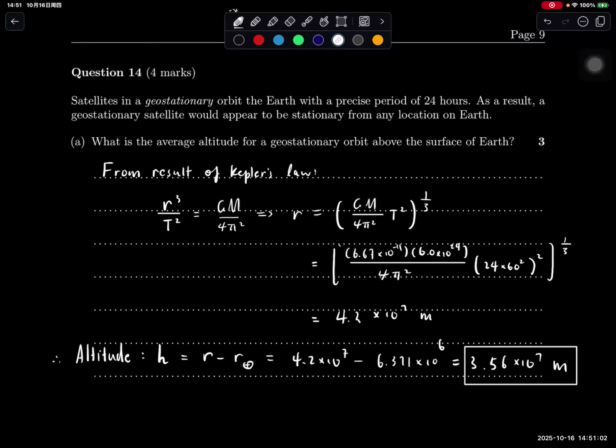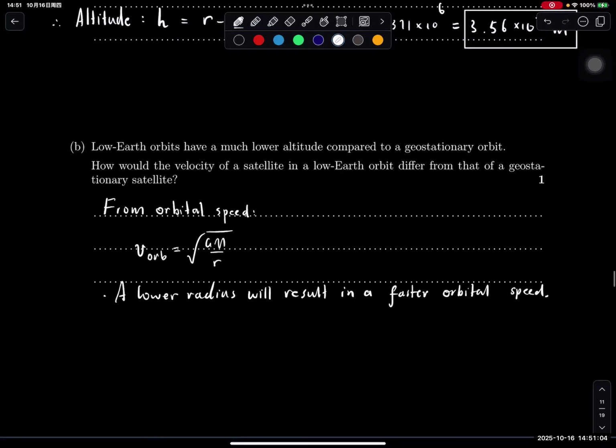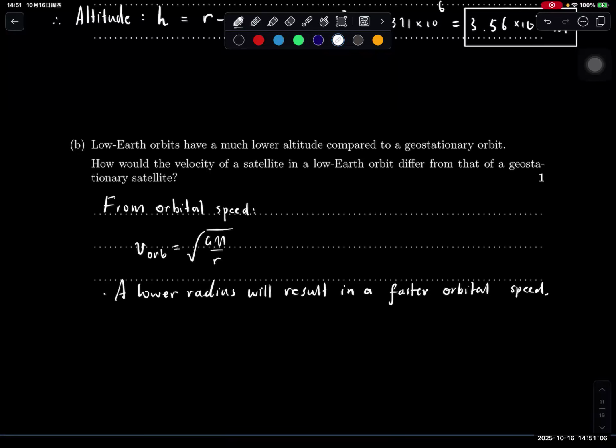Question B. It says that low Earth orbit has a much lower altitude compared to geostationary orbit. How would the velocity of the satellites in low Earth orbit differ to the geostationary orbit? You could say that from the orbital speed equation, a smaller radius at a low Earth orbit would correspond to a larger orbital speed. It's pretty much just a direct application of the equation.